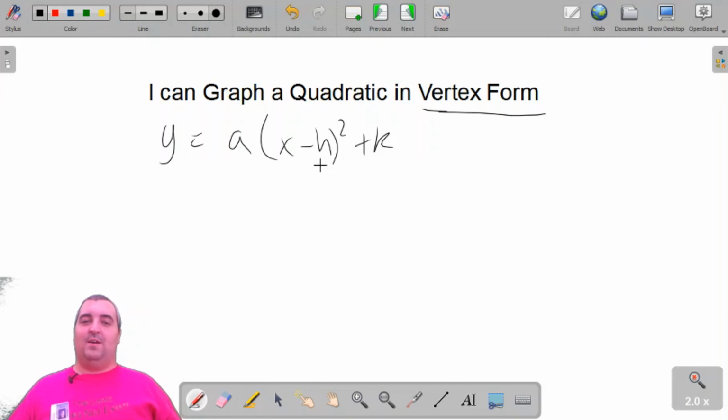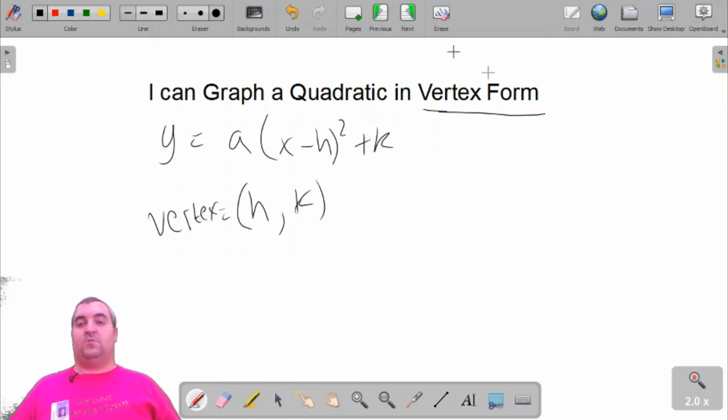So here h is the x coordinate of your vertex and k is the y coordinate. So to find our vertex, which remember is super important when we're graphing, there's no work. That's why it's called vertex form. You literally get your vertex, no problem.